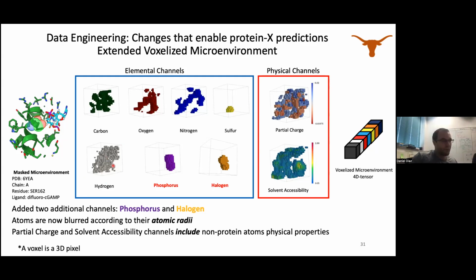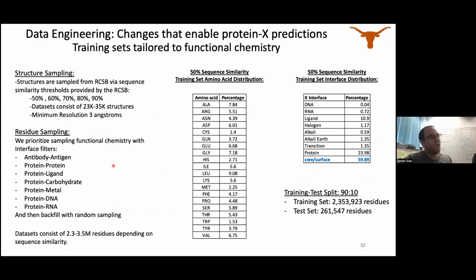So the next thing is we have to customize our data sets now to make sure we're sampling the chemistry where these phosphorus and halogen and ligands and DNA molecules are. The approach we've been taking is we've made data sets where we cluster sequences at different sequence similarities: 50, 60, 70, 80, 90. And again, these are sequences of protein structures. This gives us about 23,000 to 35,000 structures.